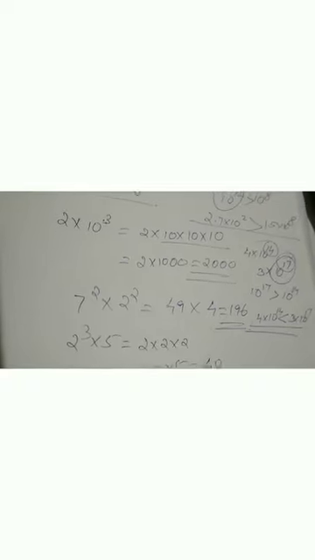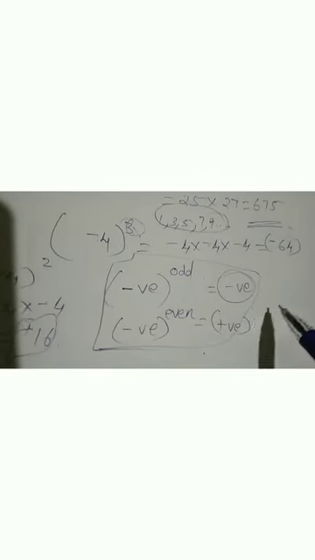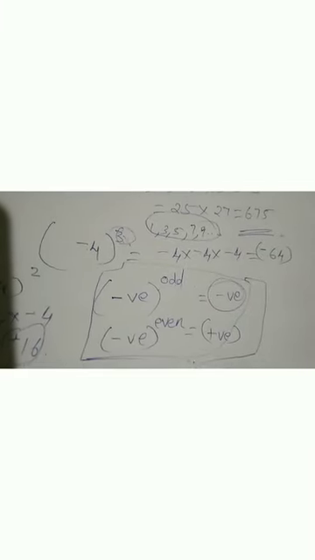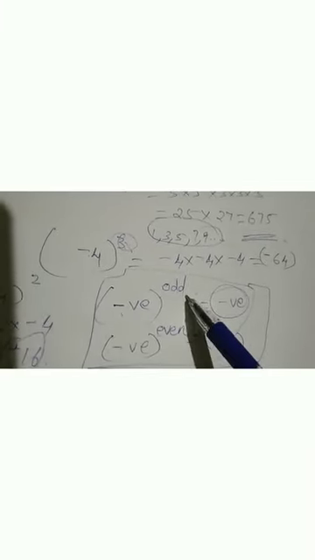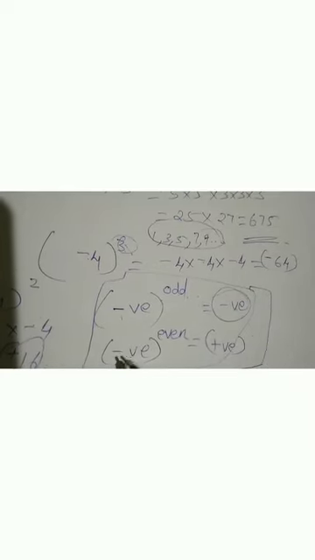Exponential form: the exponent and the power are the same. Then here you have to remember this thing. Negative raised to an odd number is equal to negative. Negative raised to an even number will be positive. Okay. Thank you.